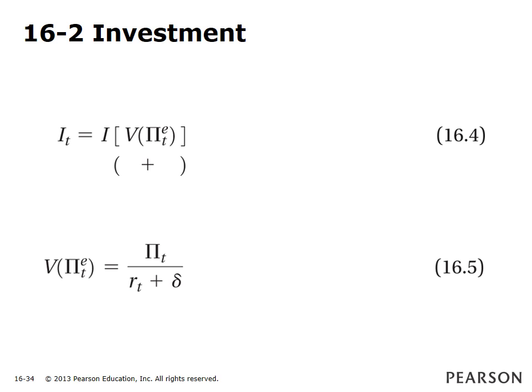Equation 16.4 says investment is a positive function of the present value of expected profits that can be generated by an investment. Equation 16.5 says present value of expected profits depends positively on profit rate per unit of capital and negatively on the sum of the real interest rate and the depreciation rate.